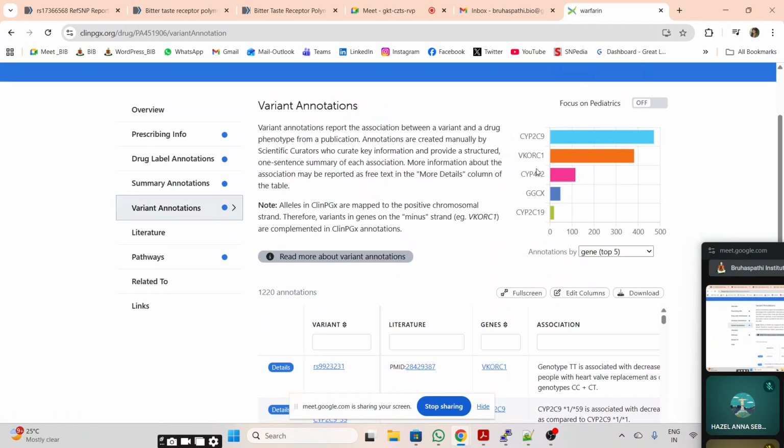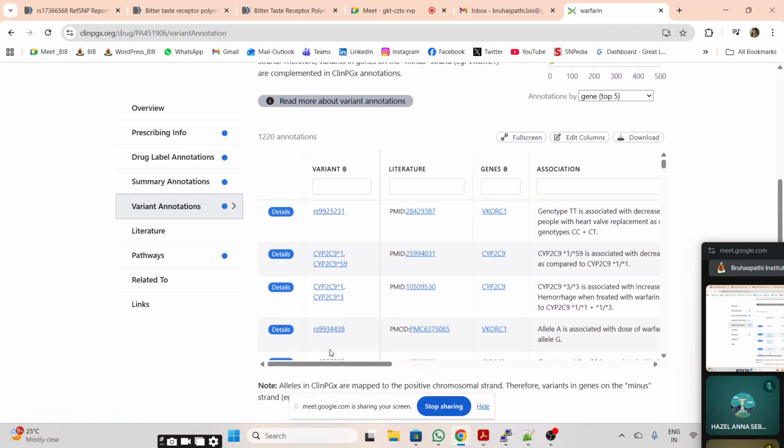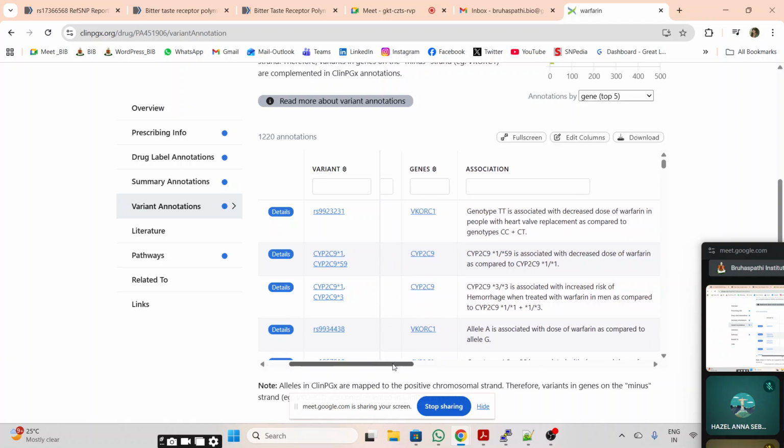If you see here, variant annotations, these are the number of references which we have. This is the RSID, this is the PubMed ID in which it is studied, and the gene in which this is present. Now if you see, the people with TT genotype are associated with decreased dose of warfarin with a heart valve replacement. You have to give a lesser dose to a person who has a heart valve replacement as compared to this, right?